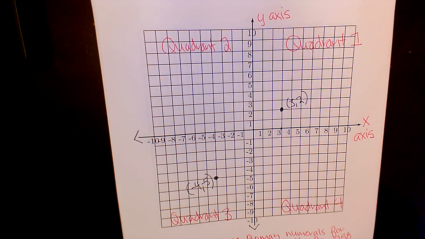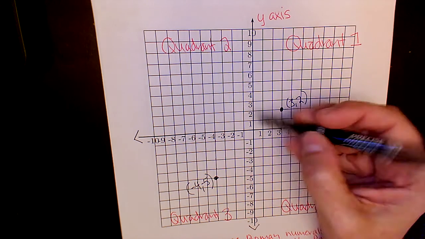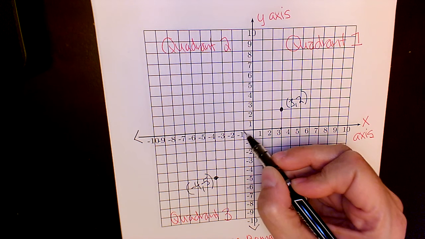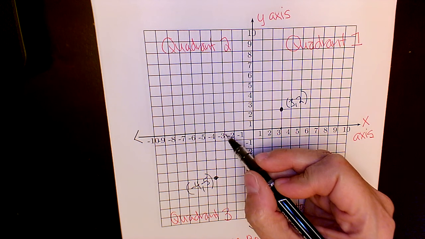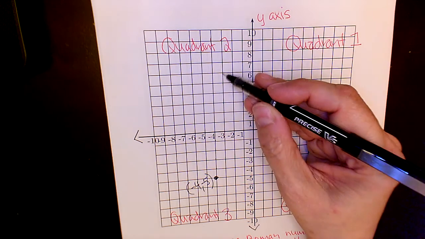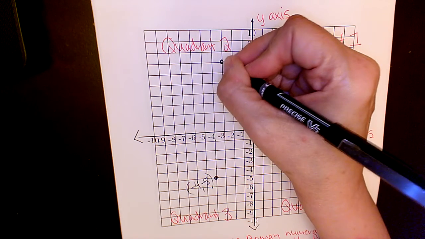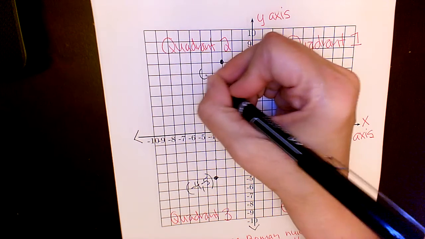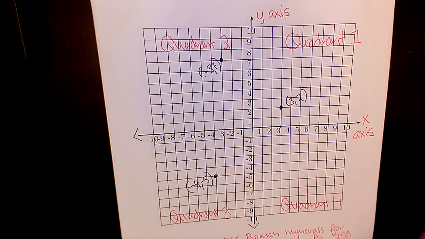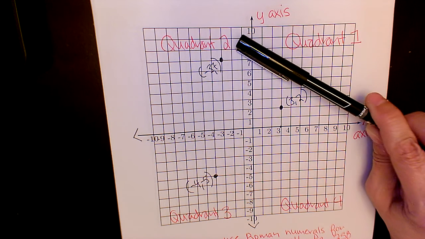So (-3, 7), where's that going to be? So we're going to start here, the home base, and go to the left, -3, and up 7. And I'm just labeling these. You don't have to label them, of course, but I'm just labeling them in case you need to see what the actual point is, and that's in quadrant 2.